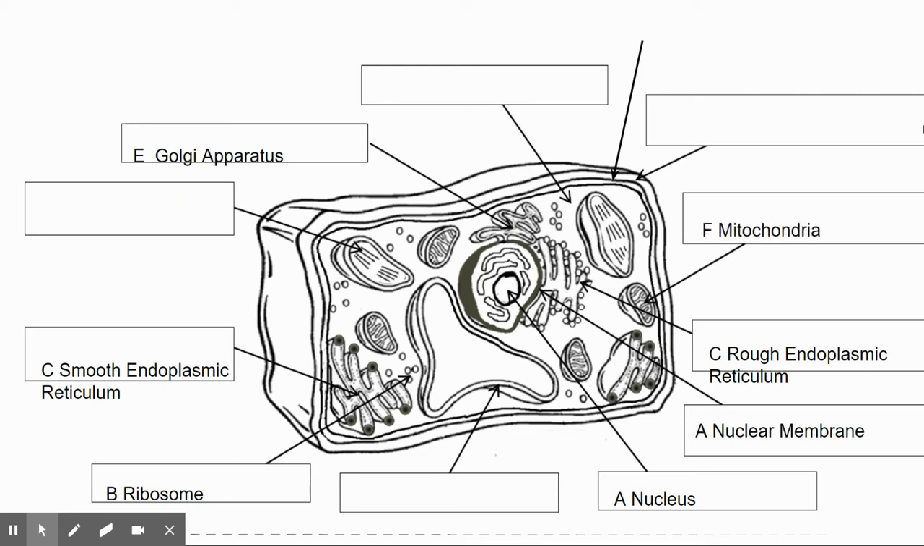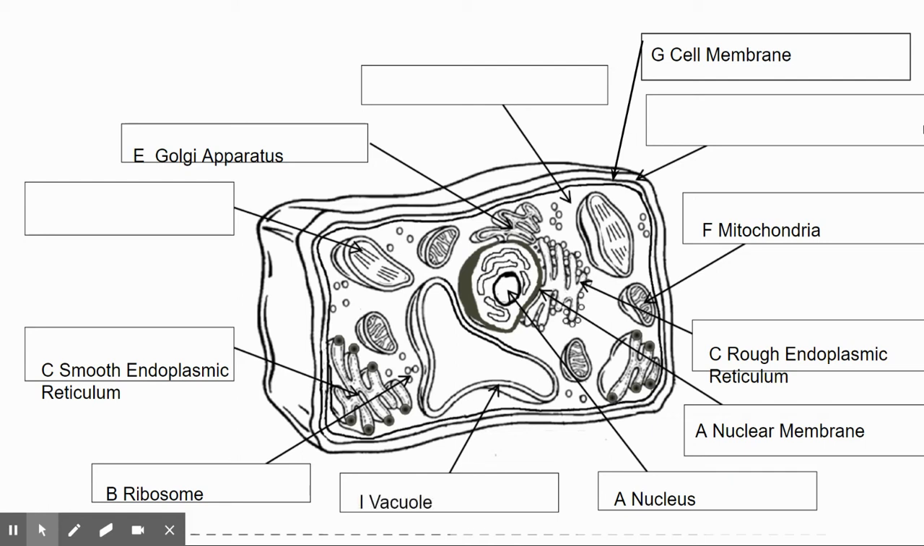Over here, we have the mitochondria, which is very important for ATP production, which is essentially energy production. We have the cell membrane, which is the outer structure of the cell. Okay, because we talked lots about the cell membrane.